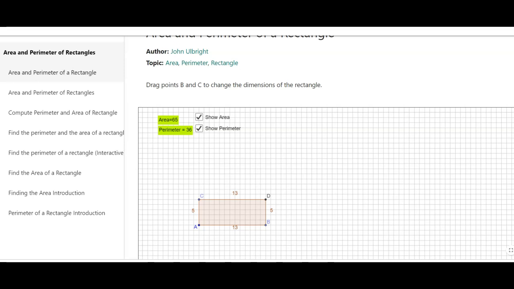So I think rectangle is pretty straightforward. Remember, that works for a square as well, because a square is a subset of rectangles. And it might work with something else here that we're going to get ready to look at.